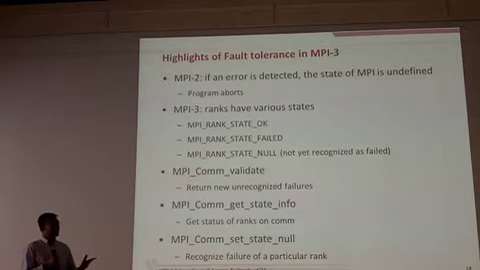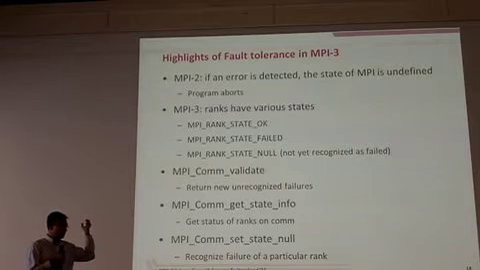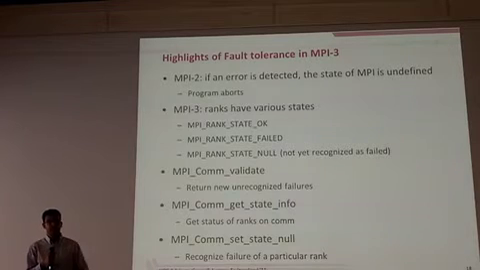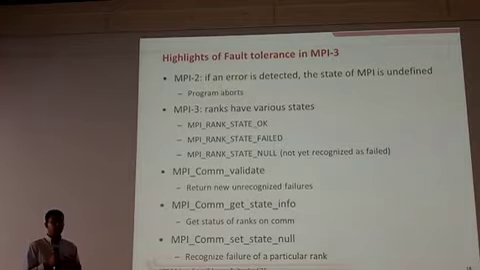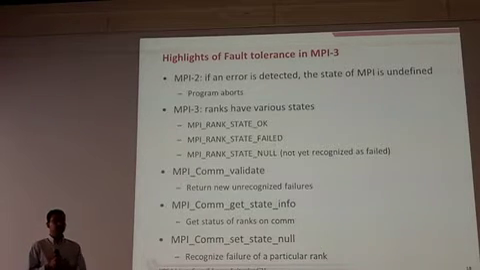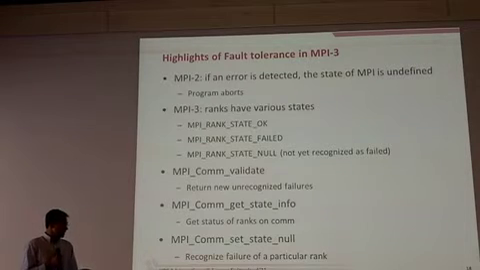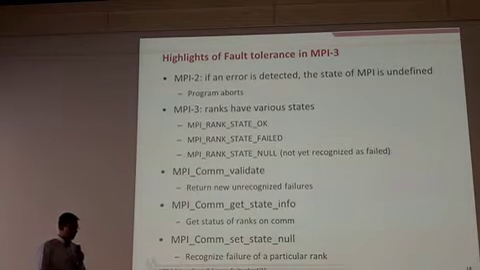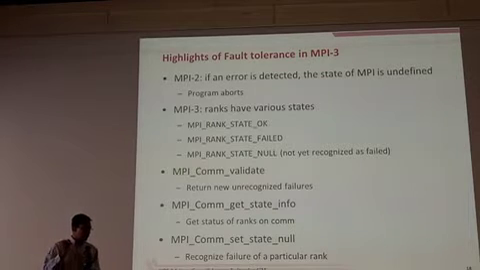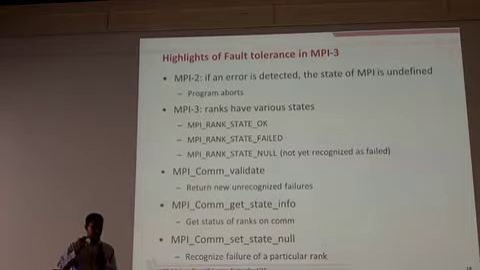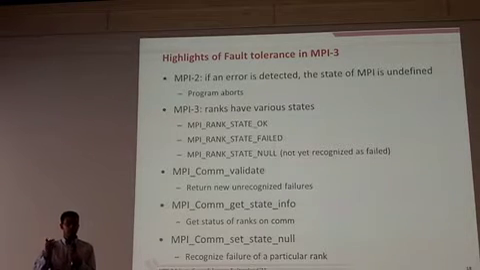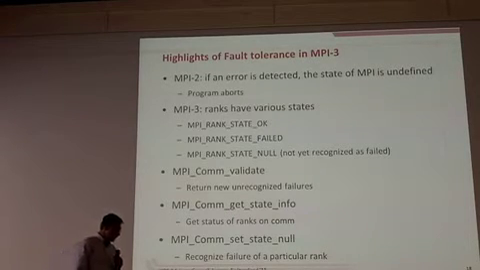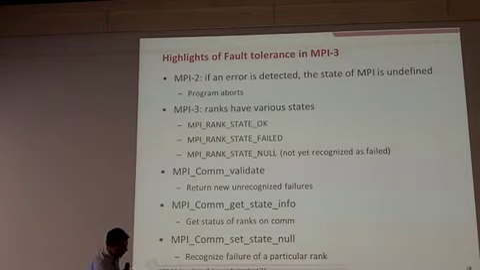So in MPI 3, you have three states for each rank. One is rank state OK, which means fine. Rank state failed, which means that this rank has failed. And rank state null, which means that it's not yet recognized as failed. It has failed in between the last two operations or something like that. When a rank fails and its state has gone to state null, you need to verify that it has failed, and you can do this by calling com validate. This will recognize all unrecognized failures, and the state info and state set null are just simple calls.